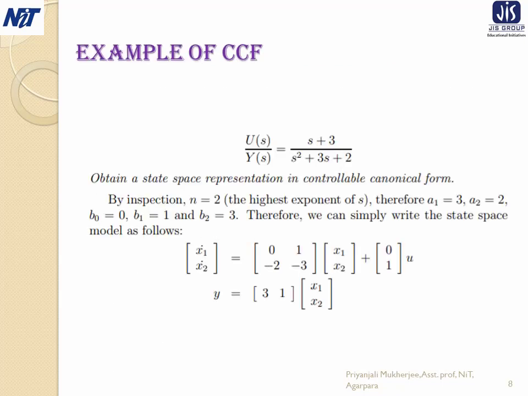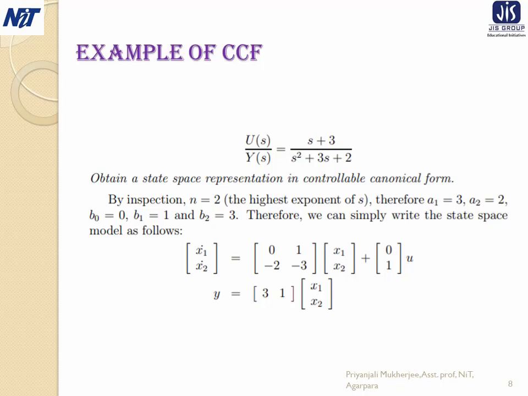So here, for one state space representation, we need to find out the controllable canonical form. The transfer function is given as (s + 3) divided by (s^2 + 3s + 2). If we compare this by the inspection method with the general form of the transfer function, then we can say that a1 becomes 3, a2 is equal to 2, and b0 becomes 0, b1 is equal to 1 and b2 is equal to 3.